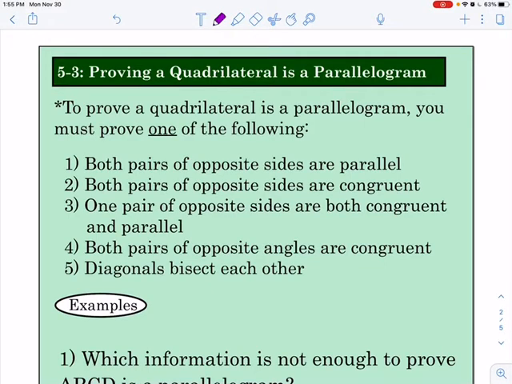Section 5.3 is about proving a quadrilateral is a parallelogram. So we're going to bring proofs back into this section. They're going to come up every other section now, but pretty much we're just building on what we learned in chapter 3 about proofs.